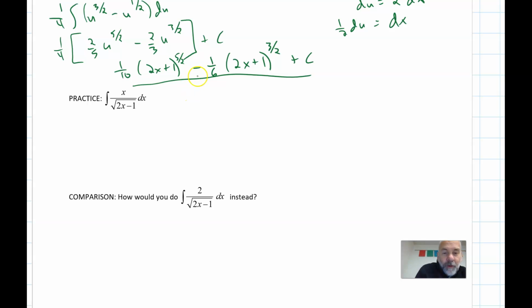Okay, now I'm going to go. Again, it's the same thing. I'm going to do u equal to 2x minus 1, and so du is 2 dx. This is very familiar here.